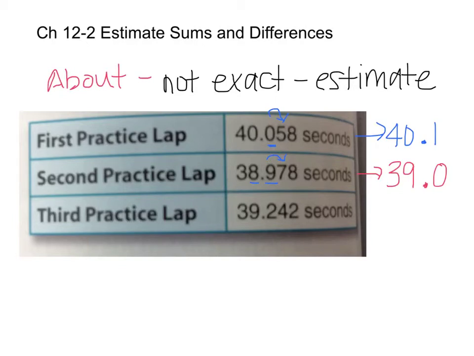Okay? The third practice lap, we have 39.242. Again, look at the 10th place, look at the neighbor, and we see that it is a 4. So if it's below that, you give it a rest. So it would be 39.2. Very good.